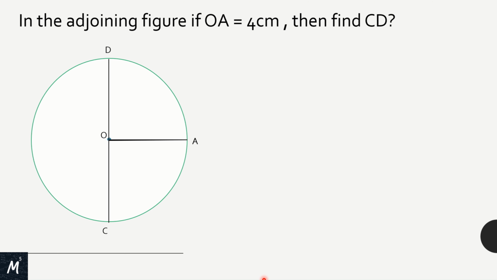Next is, in the adjoining figure, if OA is 4 cm, find CD. Very interesting question. So this one is OA. We know the radius of the circle, and CD is the diameter of the circle. And we know the relationship between them. Diameter is twice the radius. Therefore, CD is equal to 2 into OA. So 2 into 4 is 8 cm.